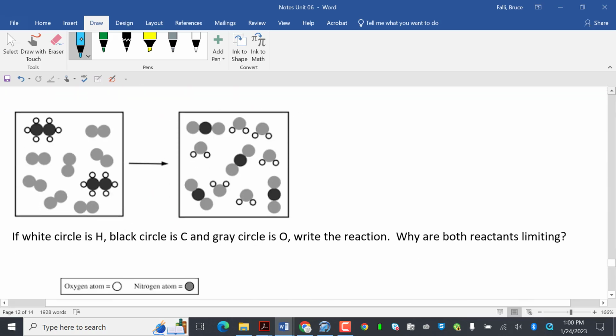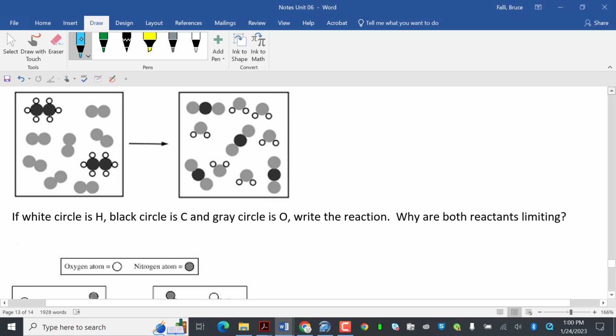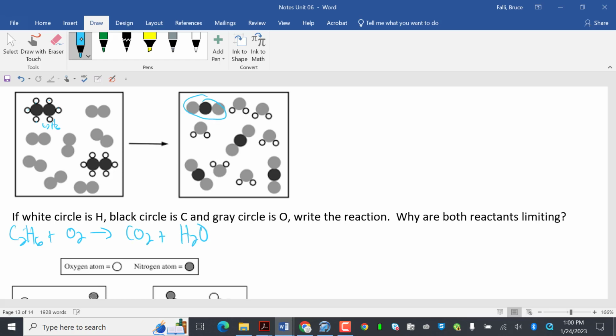Good. Here's another one. If the white circle is H, black circle is C, and gray circle is O, write the reaction. So the white circle is H: 1, 2, 3, 4, 5, 6. So H6, so C2H6. This is C2H6. And then the gray circle is O, plus O2 yields CO2 plus H2O. Hey, it's a combustion reaction, CO2, H2O. Whenever I see Mickey Mouse, I expect it to be water. And hey, I'm right. Why are both reactants limiting? The reason they're both limiting is because you ran out of both.